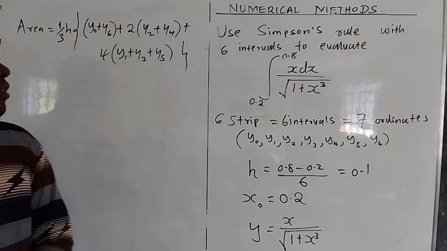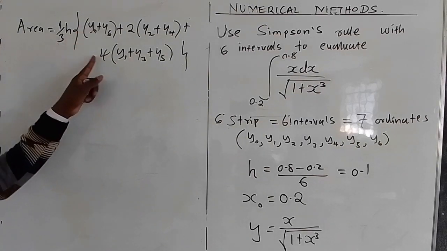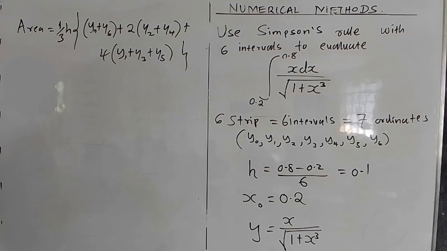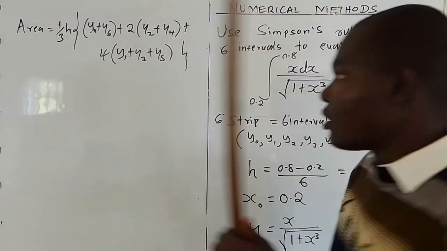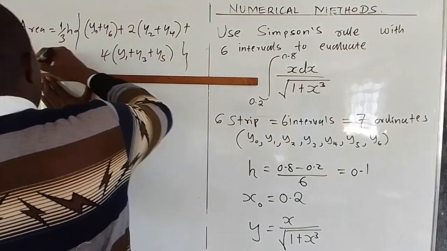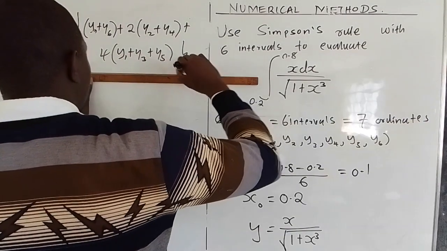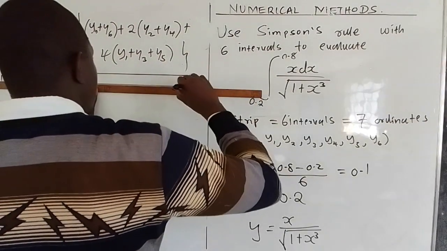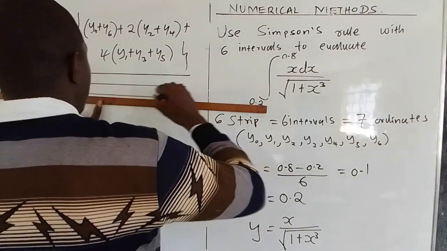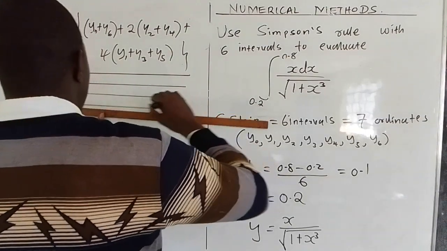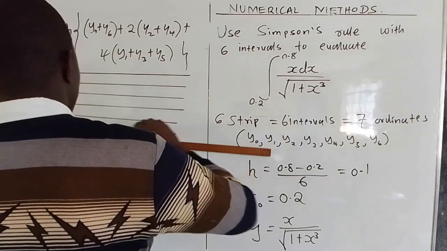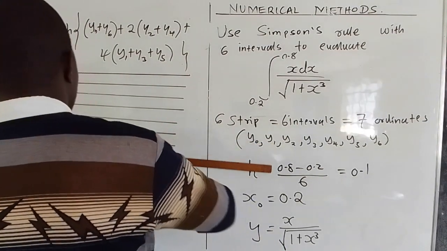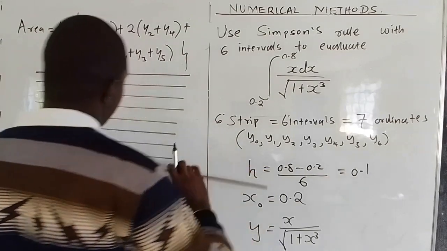Okay? Very good. So once we've written the formula of getting the area by Simpson's rule, we form our table with the values, isn't it? So in our table, how many ordinates do we have? 7 ordinates. So we have 7 rows, isn't it? So form a table with 7 rows. The first row, second row, third row, fourth row, fifth row, sixth row, seventh row.